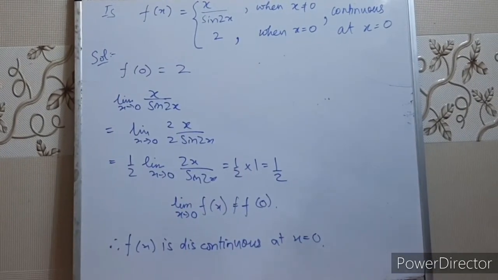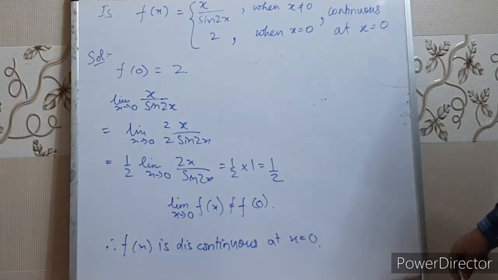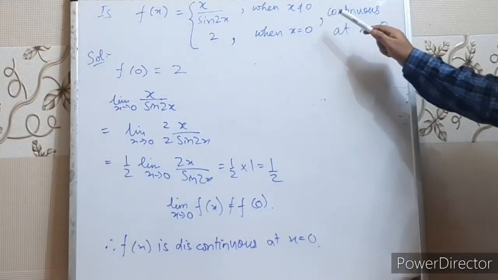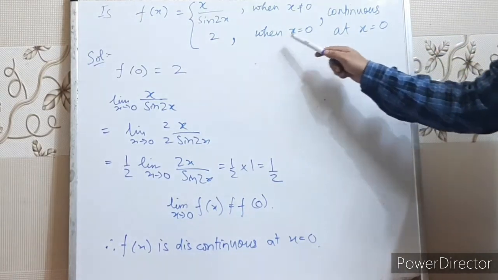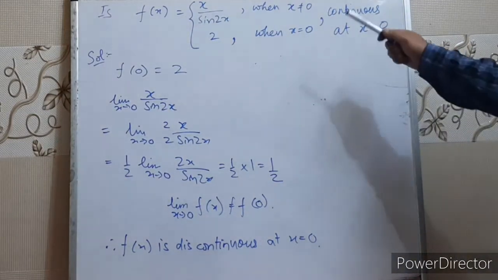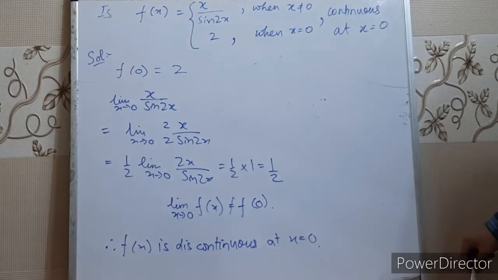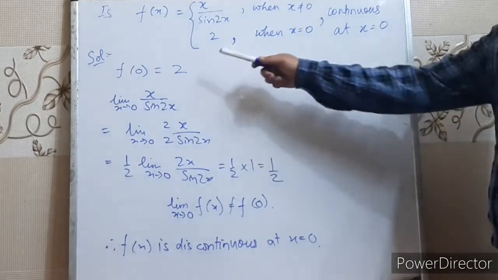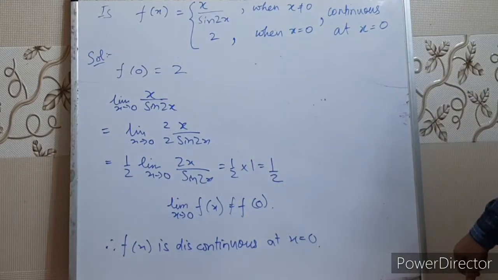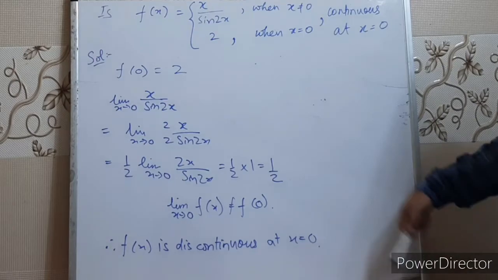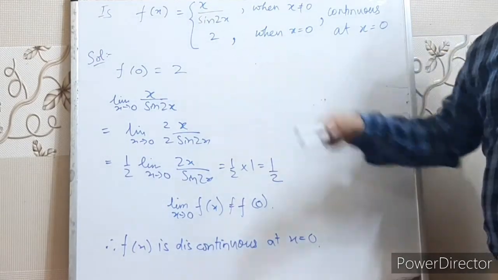Children, see the next sum. The question is: if f(x) equals x upon sin 2x when x is not equal to 0, and f(x) equals 2 when x equals 0, is the function continuous at x equals 0? To check whether any function is continuous, the limit of the function must be equal to the value of the function. That means the limit of f(x) as x tends to 0 must be equal to the value of the function at 0. When x equals 0, the value of f(x) is given as 2.